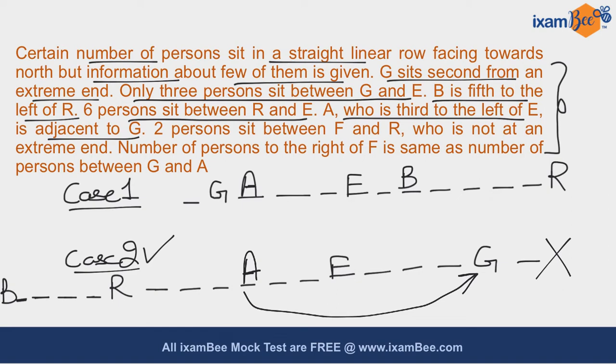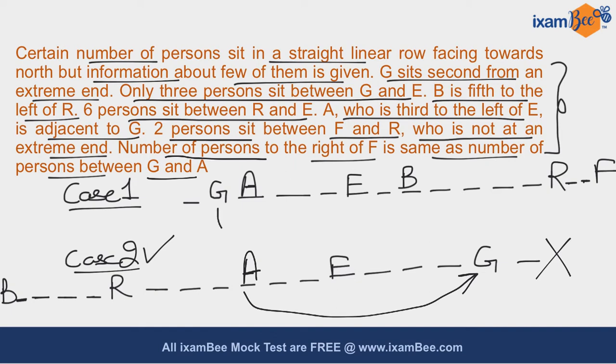Now it is given that you have to place two persons between F and R, and you know that R is not at the extreme end. So the only possibility where you can place two persons between F and R, considering the fact that R is not at the extreme end, is this. Now it is given to you that the number of persons to the right of F is the same as the number of persons between G and A. You know that there is no person sitting between G and A, so there is no one to the right of F. So this is your complete arrangement.